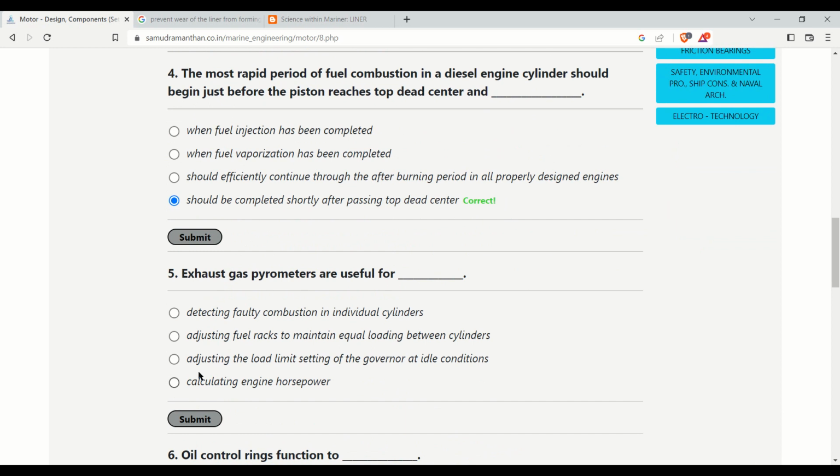Exhaust gas parameters are used for, and the options are detecting faulty combustion in individual cylinders, adjusting fuel racks to maintain equal loading between cylinders, adjust the load limit setting of the governor at idle conditions, calculating engine horsepower. And the correct option should be detecting faulty combustion in individual cylinders. Pyrometer is an instrument which is used to measure temperature.